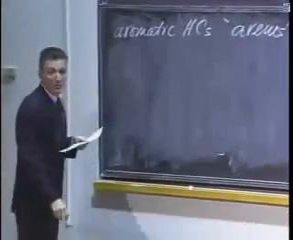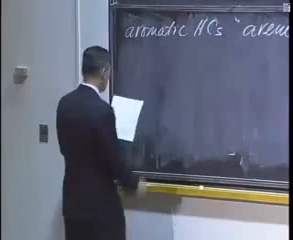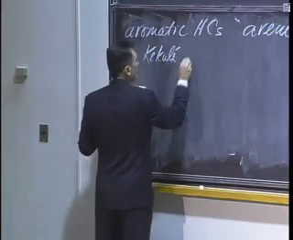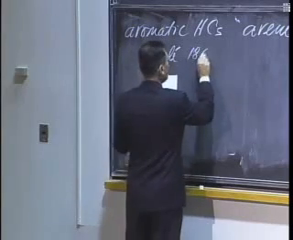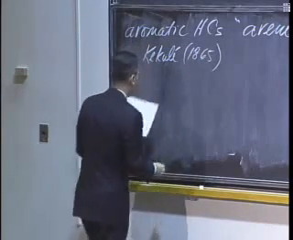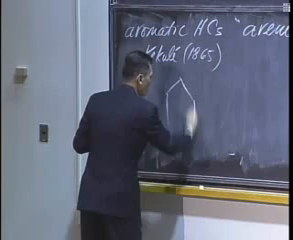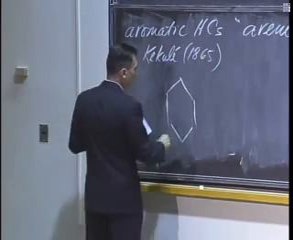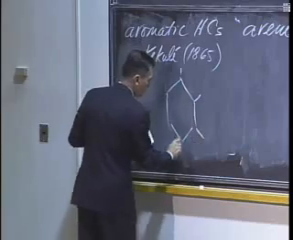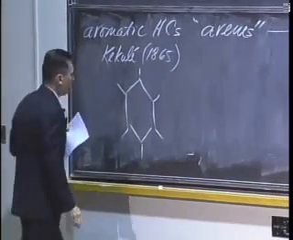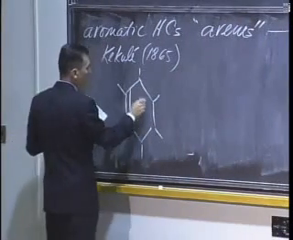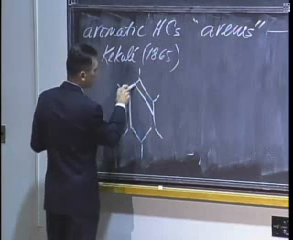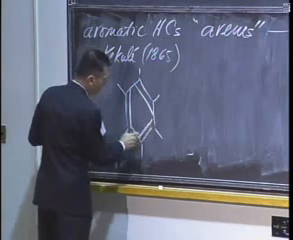And people were mystified by its chemical structure, and it was Kekulé in 1865 who proposed the following structure. He proposed a hexagon of carbons with hydrogens off the corners, and then alternating double and single bonds. So double, single, double, single, double, single.